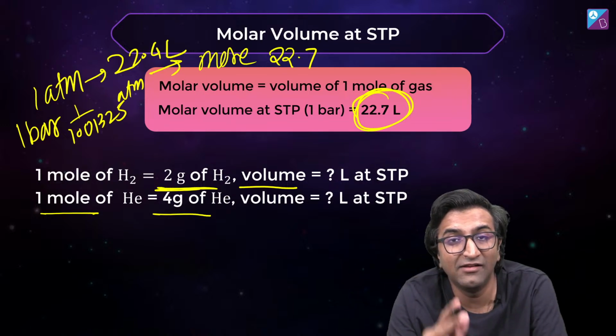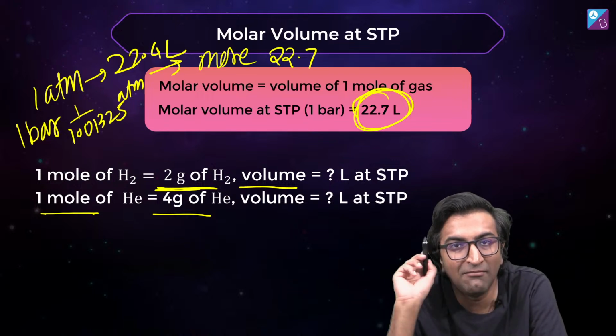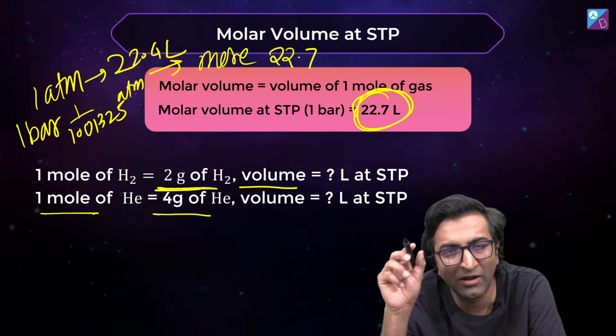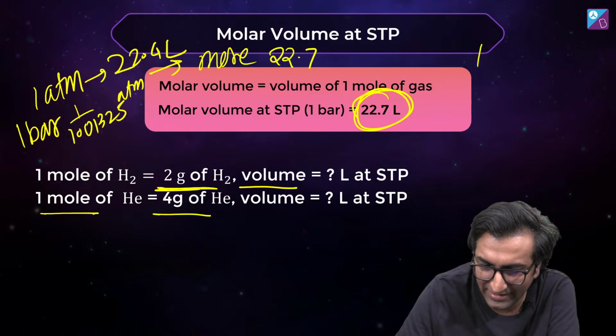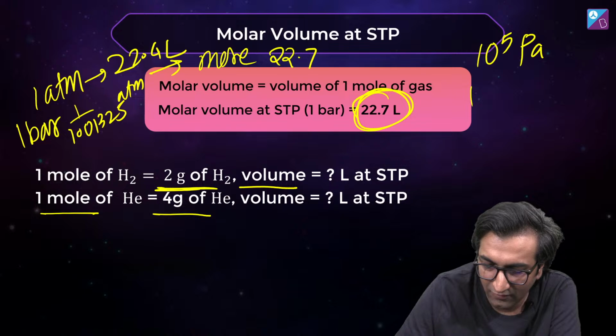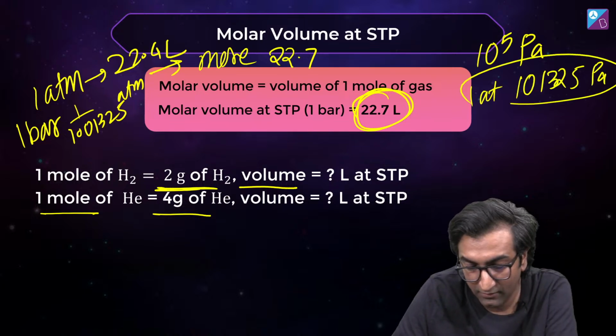In the new NCERT, the pressure given is 1 bar. 1 bar is lower than 1 atmosphere. 1 bar is exactly 10 power 5 Pascal. 1 atmosphere is some weird number, 101325 Pascal. Okay. Cool.